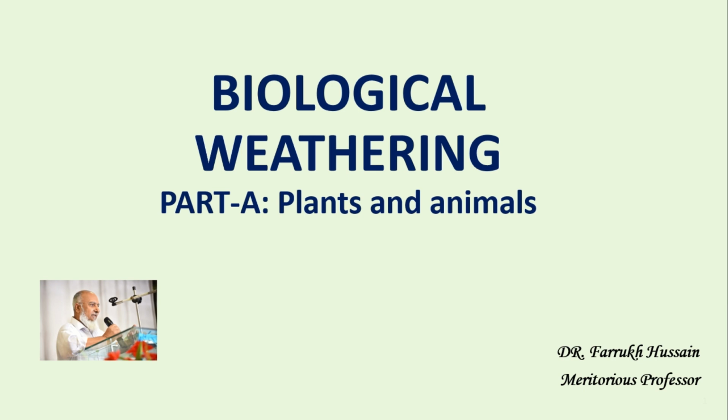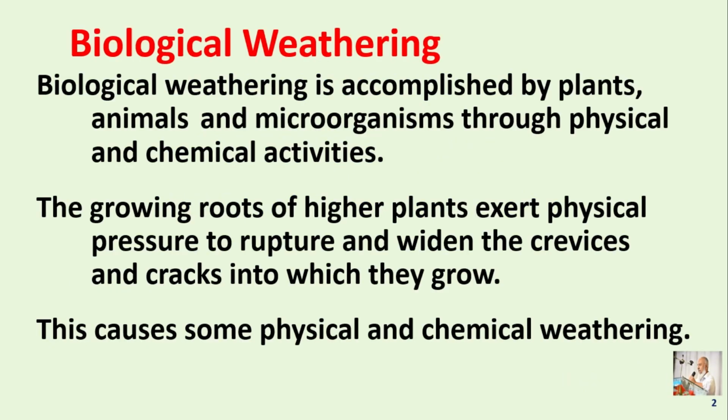So biological weathering, this is part 1 of the series, is accomplished by plants, animals, microorganisms, even man, through physical and chemical activities. So both kinds of activities are involved in the biological. Plants and animals can cause physical changes through physical force, through chemical activities.